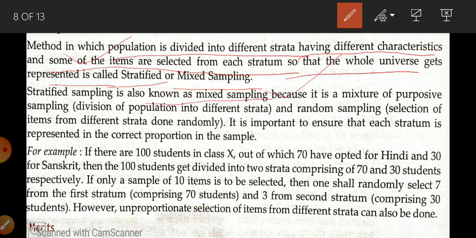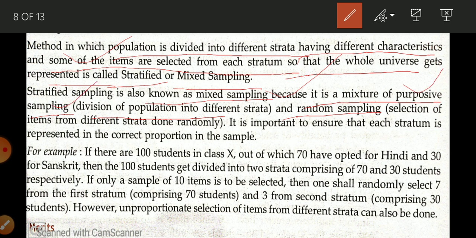So this question can be asked for 3 marks: why is stratified sampling known as mixed sampling? Because it is a mixture of purposive sampling and random sampling. When the investigator divides the population into different groups, he is doing purposive sampling.